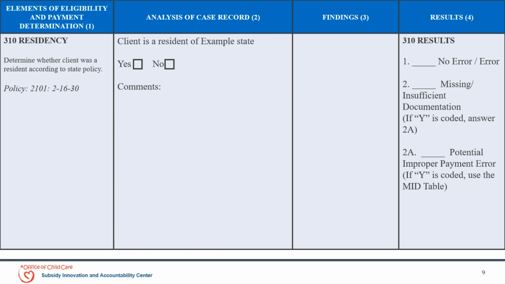Okay, element 310 in our example, residency. We just have one question here. The client is a resident of example state. Yes. Again, in the comments, we're going to use that to describe the documentation that was reviewed. Columns 3 and 4 are filled out the same as in the previous element, no error, and coded as 0 and NA in column 4.